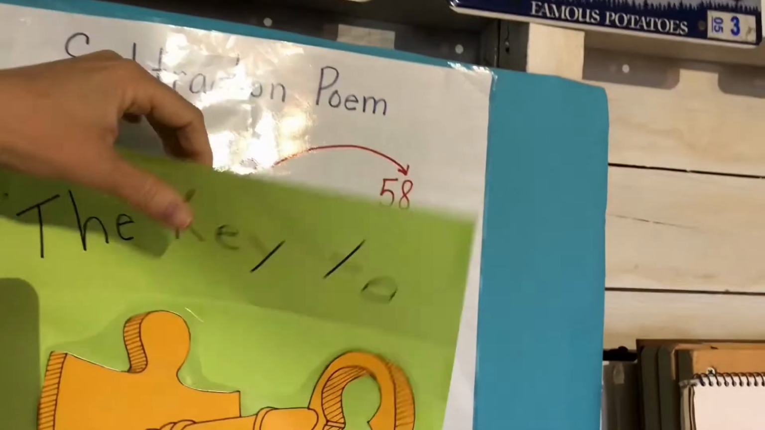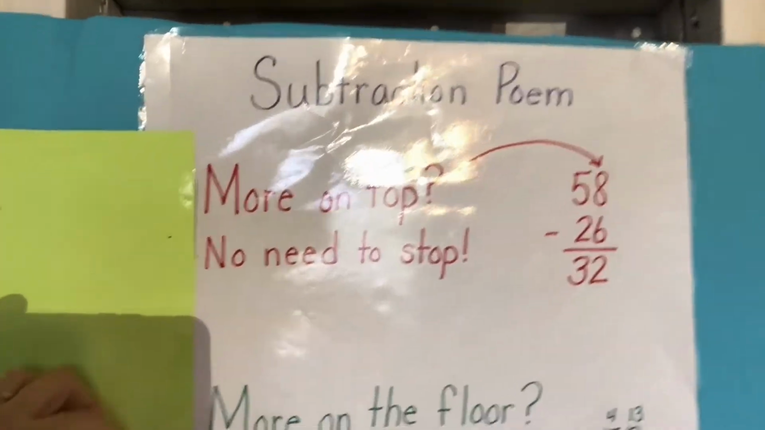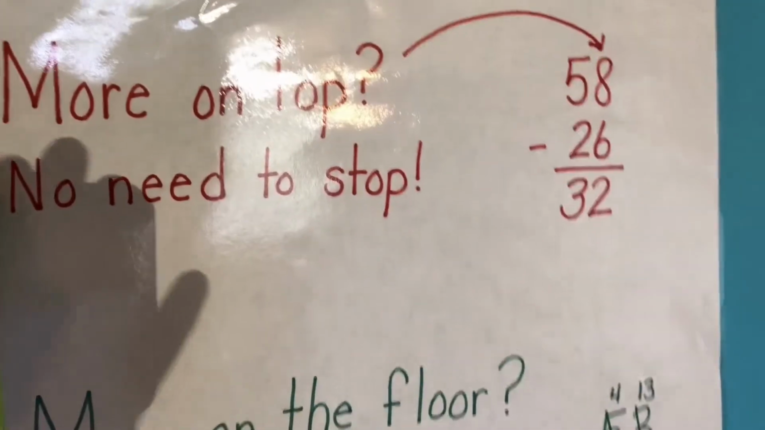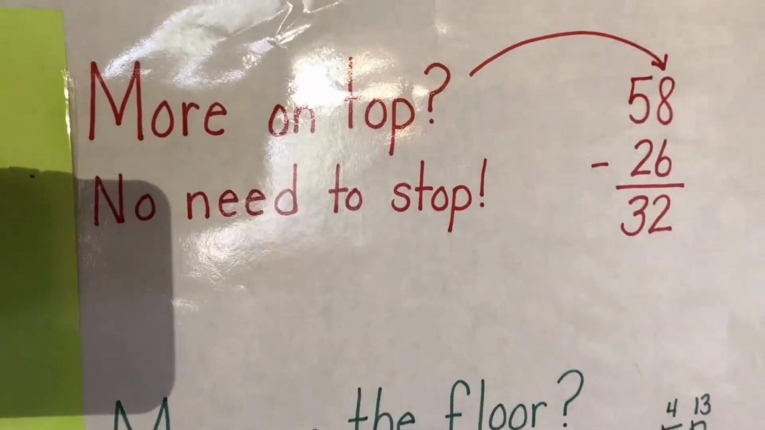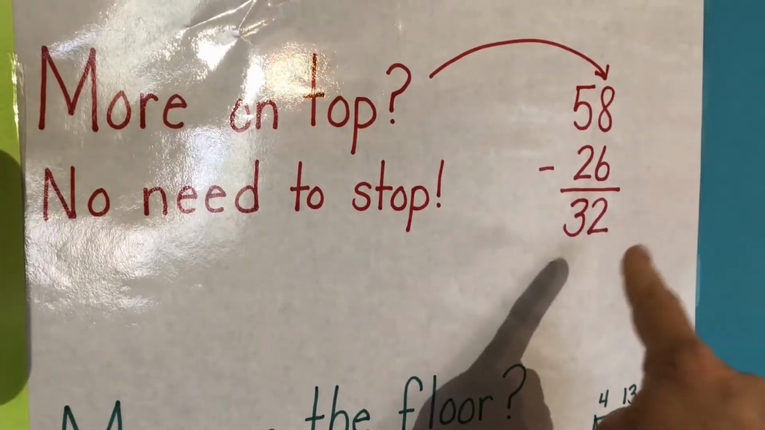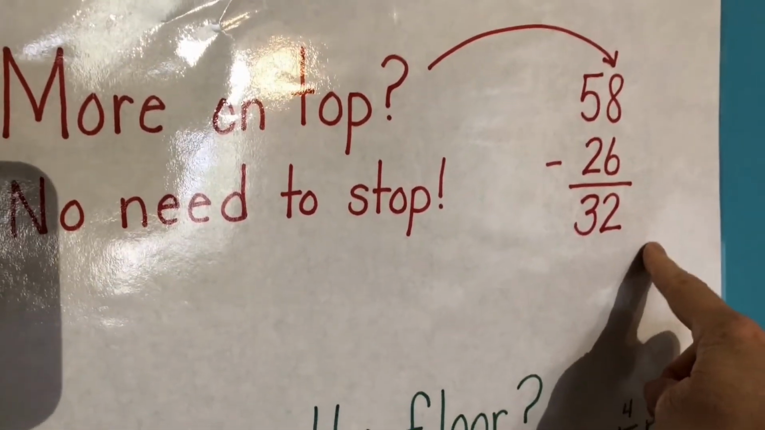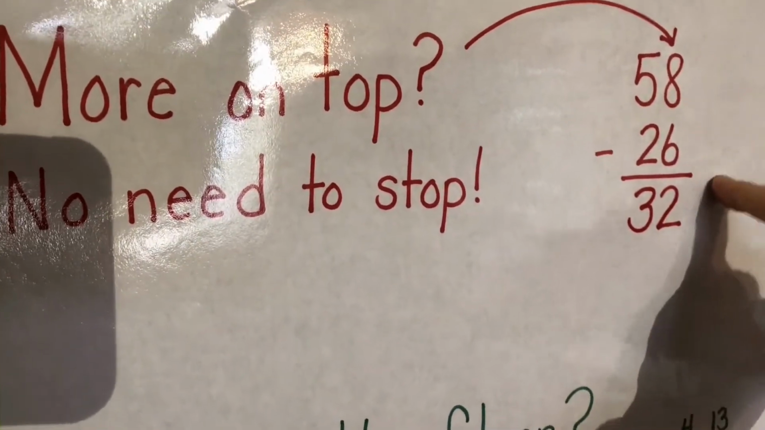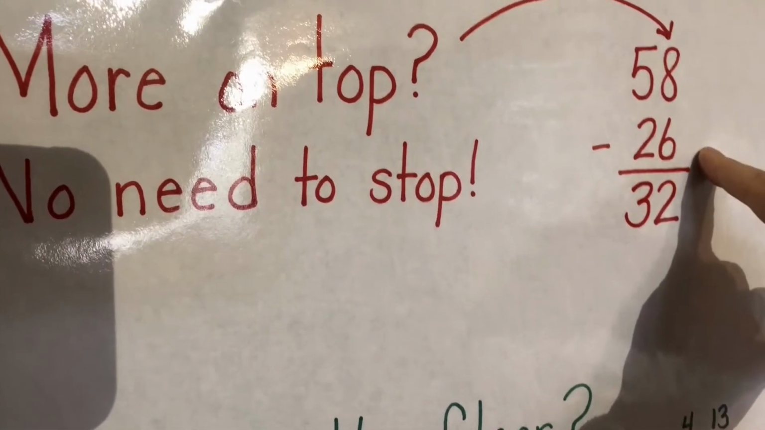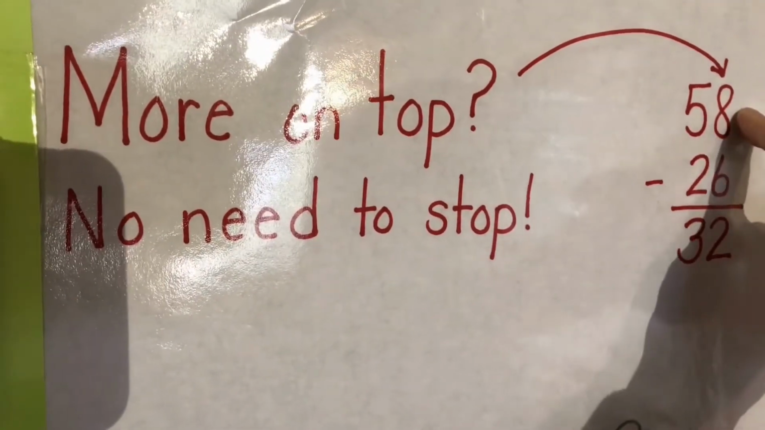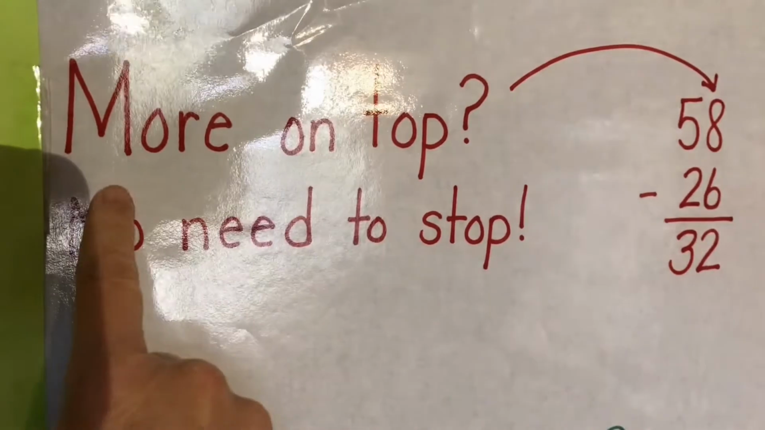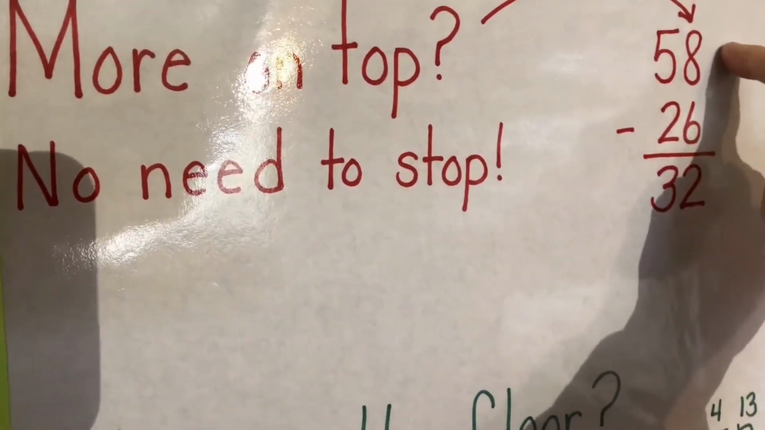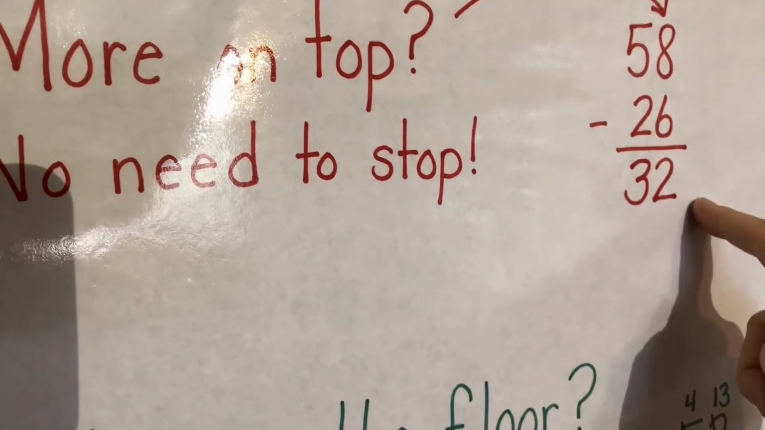So, first thing we're going to do when we subtract is we are going to look at the two numbers that we are going to be working with. And in math, we only start on the right. It's the opposite of reading. And so when I look, I see an 8 and a 6. Is there more on the top or more on the floor? That's right, there's more on the top. So we say more on the top, no need to stop. And we can just subtract. So 8 minus 6 equals 2.